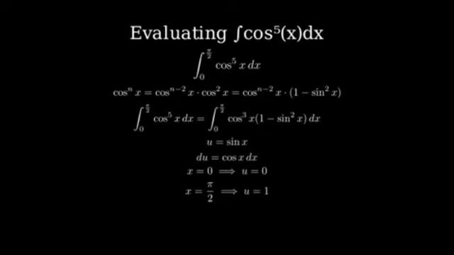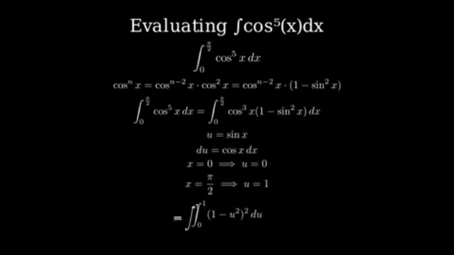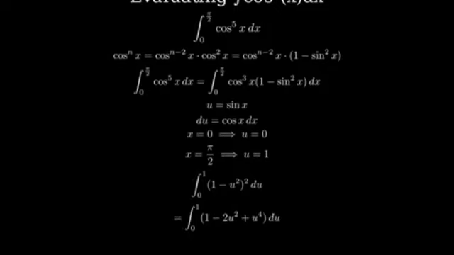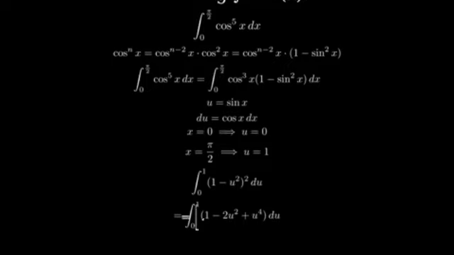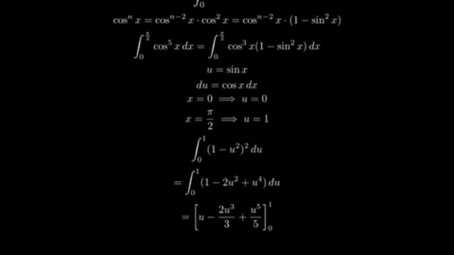Let's expand 1 minus u squared, squared. This gives us 1 minus 2 u squared plus u to the fourth. Now we can integrate term by term. The integral of 1 is u, the integral of negative 2 u squared is negative 2/3 u cubed, and the integral of u to the fourth is u to the fifth over 5.